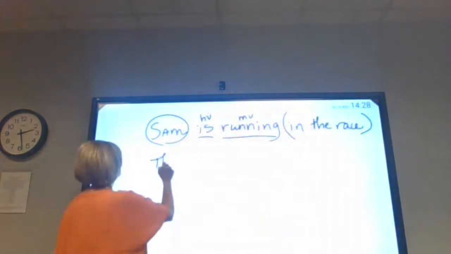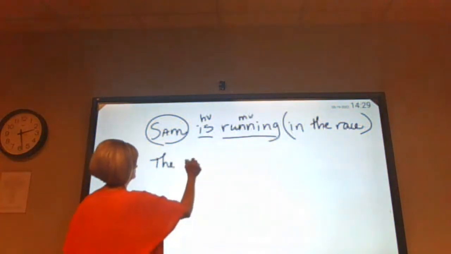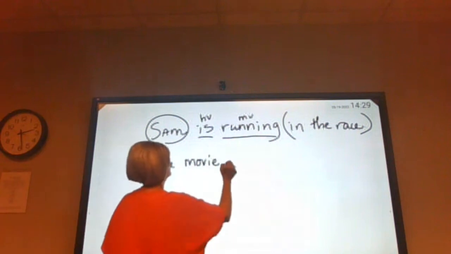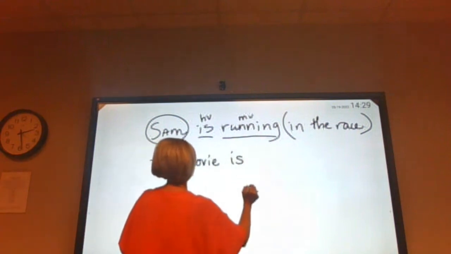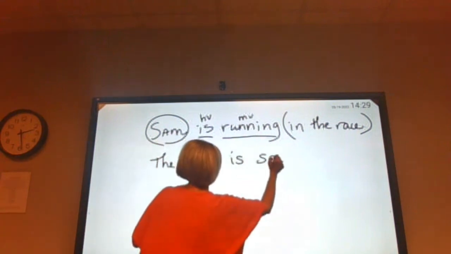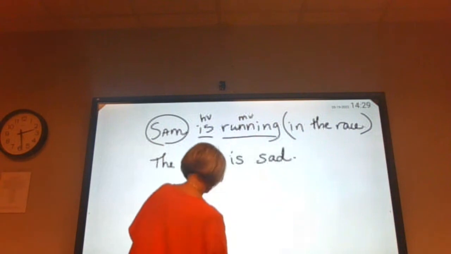But let me give you this one. Because the subject is always going to be the person or thing in the sentence that's doing that verb. Every verb that you find needs at least one subject to be doing that verb.